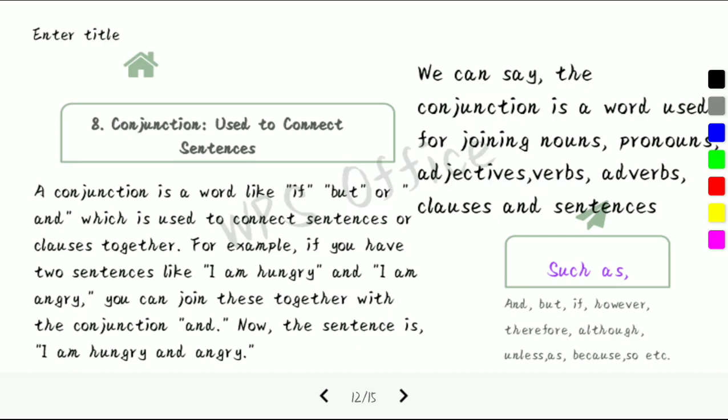We can say that a conjunction is a word used for joining nouns, pronouns, adjectives, verbs, adverbs, clauses, and sentences, such as and, but, if, however, therefore, although, unless, as, because, so, etc. So these are the conjunctions.